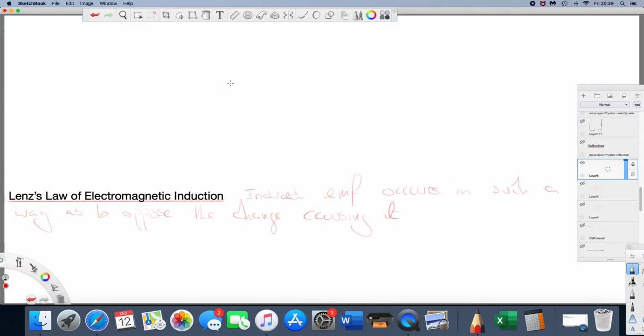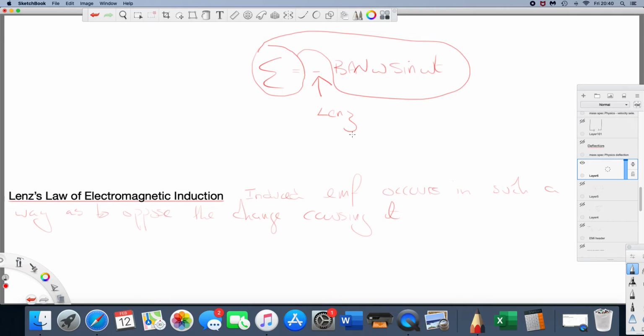Now, if you remember the equation that we had, our induced EMF is minus BAN omega sin omega t. That is really what Lenz said. And this bit, if I can manage to do it, this bit is what Faraday said.